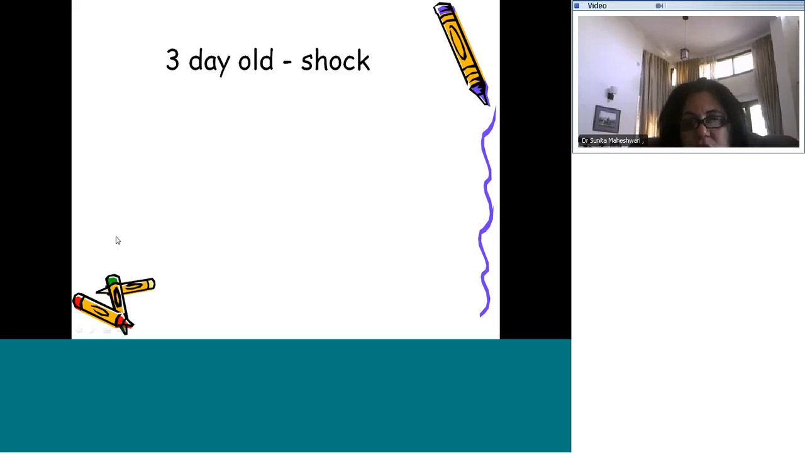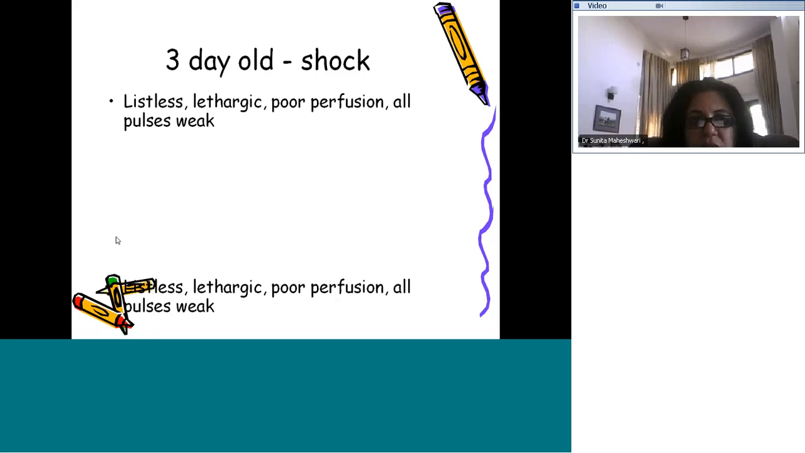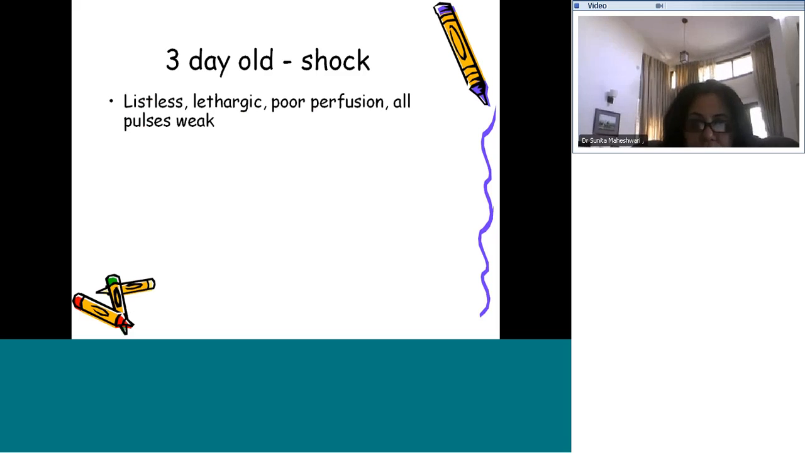Okay, 3-day-old with shock. Listless, lethargic, poor perfusion, all pulses weak. What lesions do you think of? 3-day-old with shock. All pulses are weak. So, if it's all pulses weak, right, all pulses meaning carotids, radials, femorals, then you would think of HLHS or what is the other lesion?